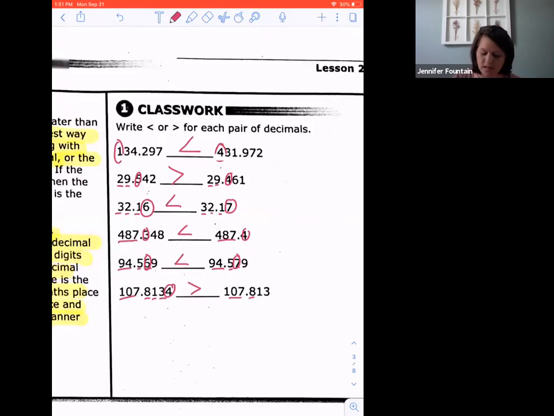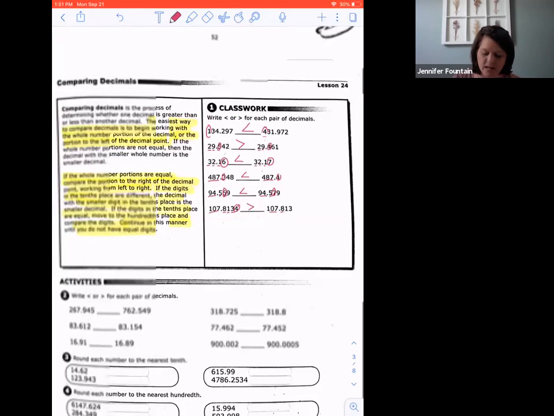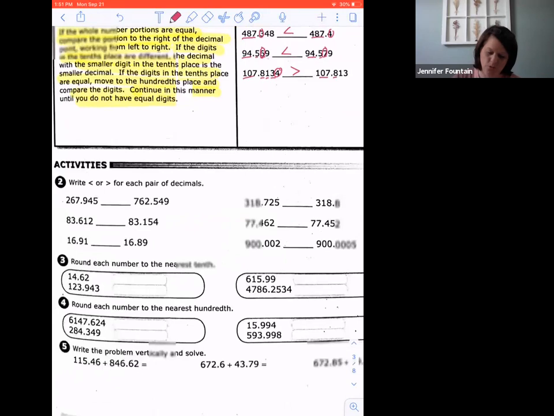Okay. So go ahead and practice. Go ahead and do activities 2 right now. Go ahead and compare your decimals on activities 2. Then we're going to work together on 3 and 4, and then move on to 5. So go ahead and work activities 2 right now.